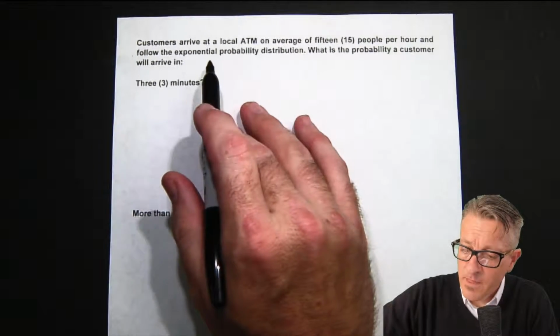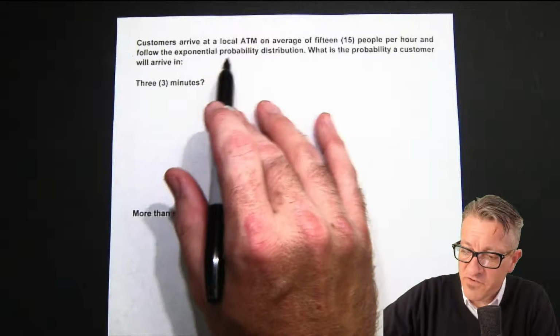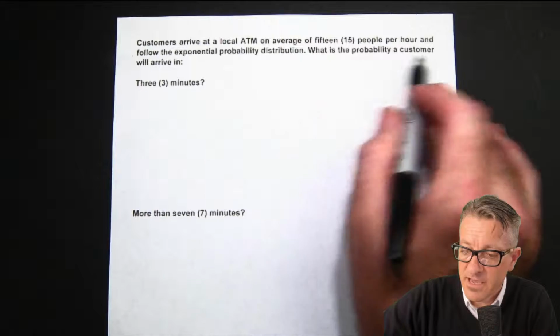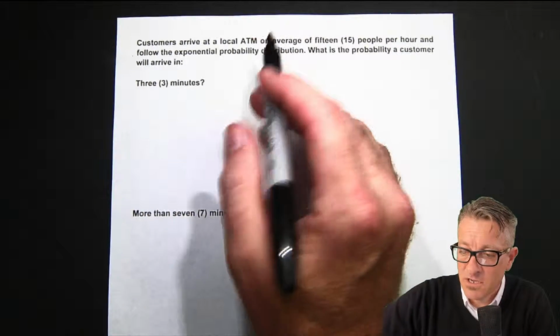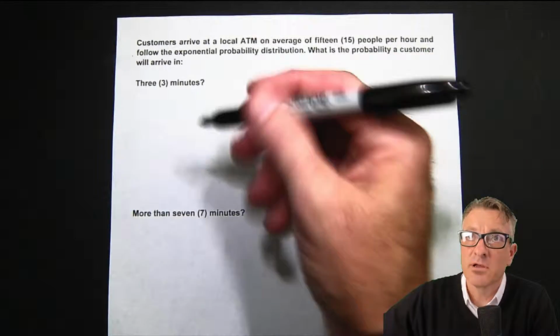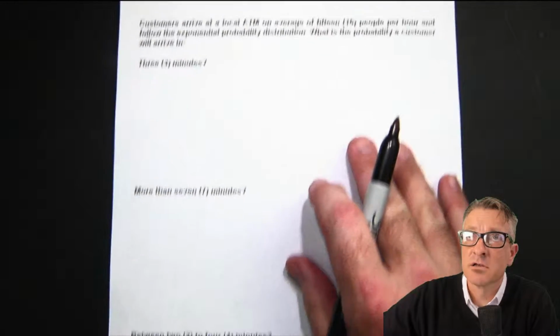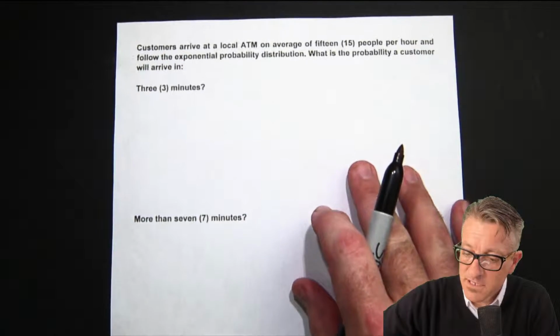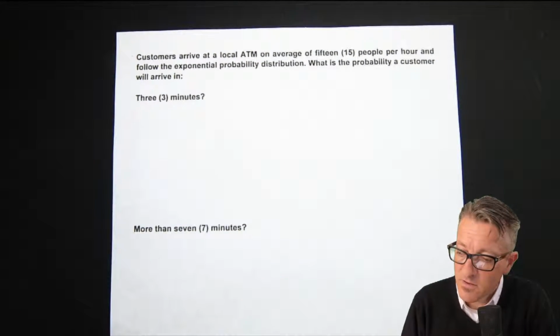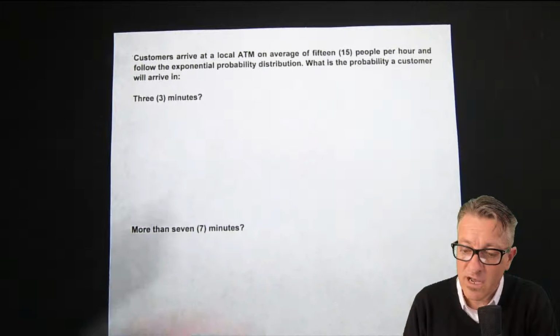Customers arrive at a local ATM on average of 15 people per hour, and they follow the exponential probability distribution. What is the probability a customer will arrive in? And then we have three separate question parts here. So the first one is in 3 minutes. So it's the probability that somebody will arrive in 3 minutes.